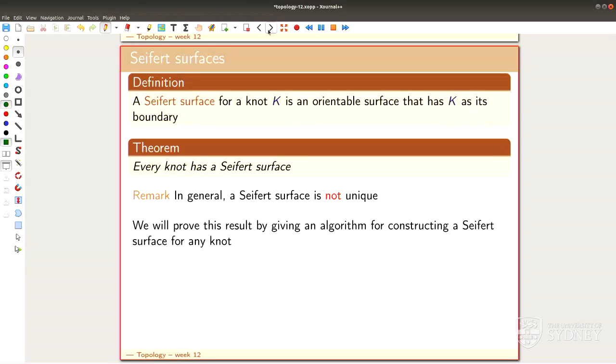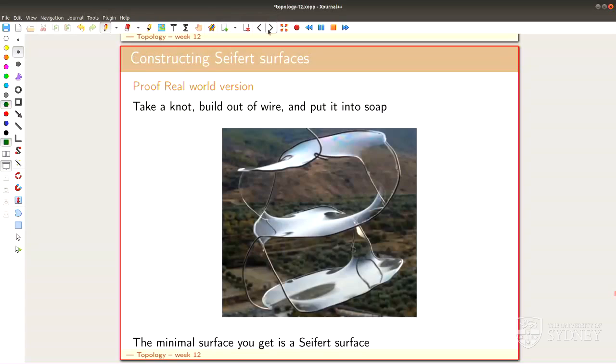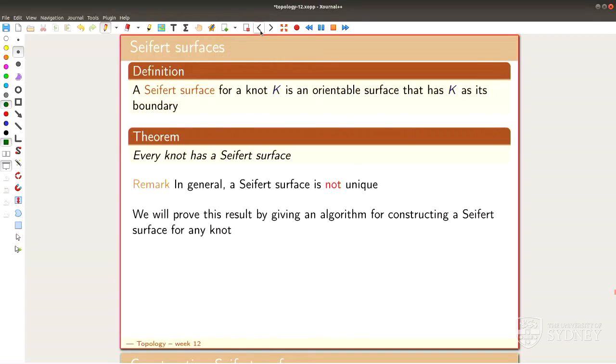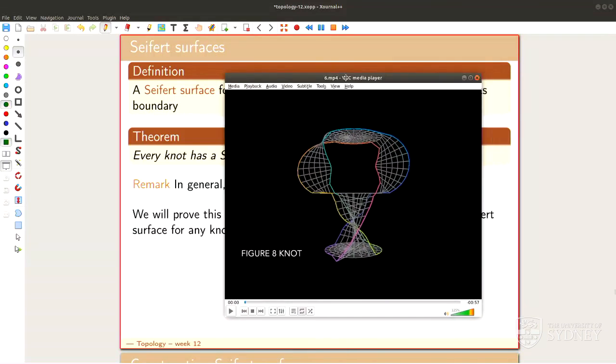I'll prove this result by showing an algorithm or actually a real-world construction for any knot. And the algorithm is kind of what you then run in practice. It's really simple. You'll see what it is. It's actually a really powerful idea. But let me show you some of these surfaces before.